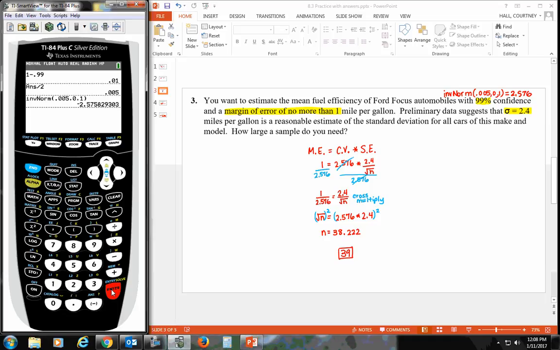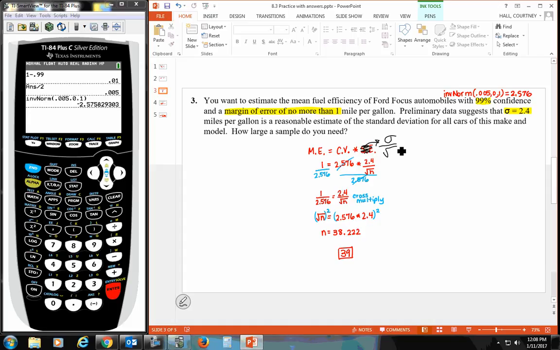Okay, and then the standard deviation is going to be that population standard deviation divided by the square root of n. So really, this is not truly the standard deviation. This is like our adjusted standard deviation. Instead, it's really the population standard deviation divided by the square root of n. So that's where that comes from. And then I'm just solving for n. So what I did is I divided both sides by 2.576, and then I cross-multiplied. So 1 times square root of n just gives me square root of n, and then I'm not even going to work it out. I'm just going to write it down, 2.576 times 2.4.